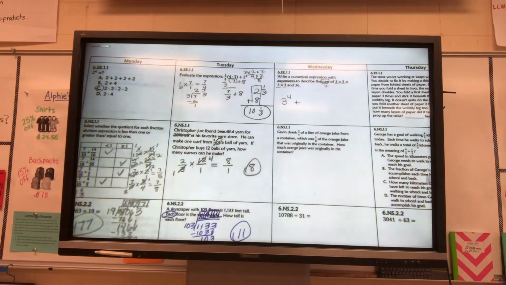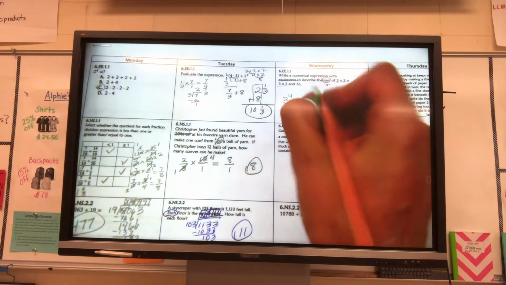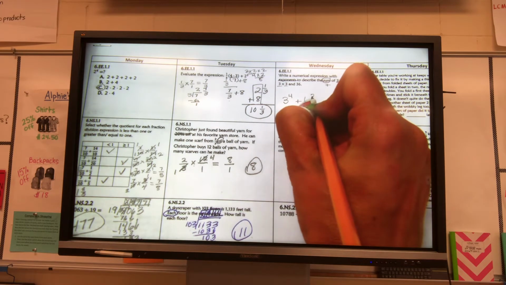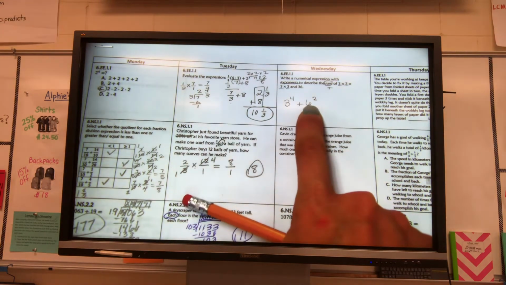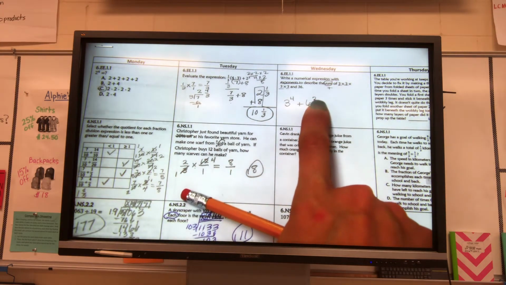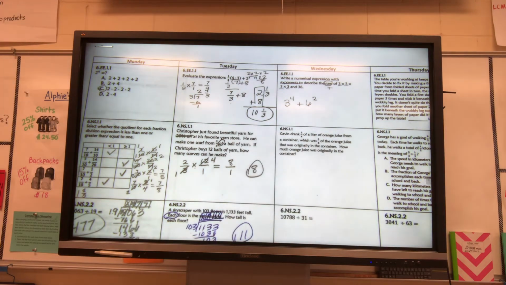So I've got to think of a number, or an exponent, that's going to get me 36. Well, I know that 6 times 6 is 36, so I can say 6 squared. There may be more for this one, but as long as your base and exponent equal 36, then you should be fine. And it says an expression, so it doesn't need an equal sign. It's not asking me to solve.